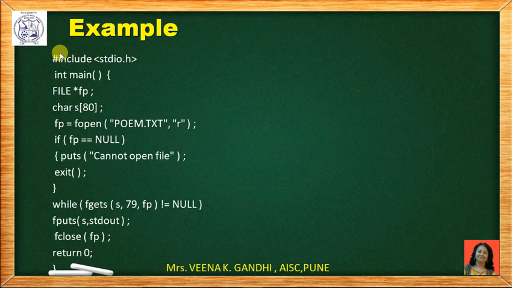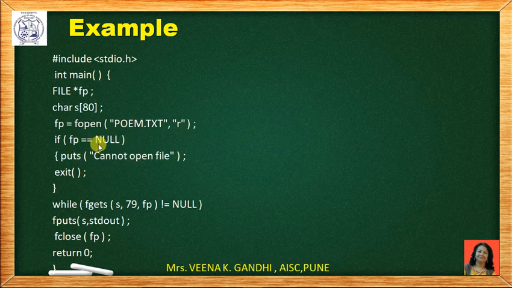Let us see an example on fgets and fputs. First, include the header file stdio.h. Then in the main function, first declare the file pointer: FILE *fp. So fp is a pointer to a file. Then define s of 80 characters, so s is an array or string of 80 characters. Then first open the file. fopen, file name is poem.txt in read mode, returns a file pointer. So fp equals fopen("poem.txt", "r").